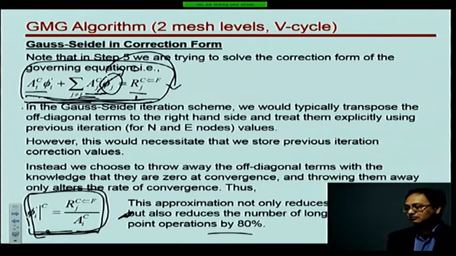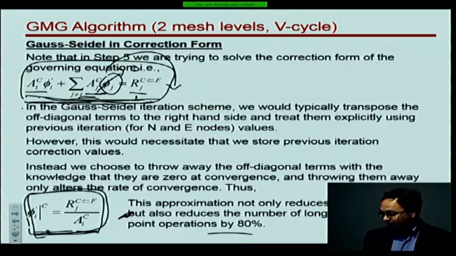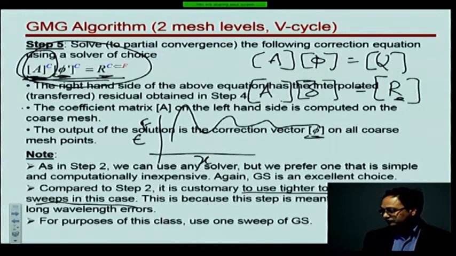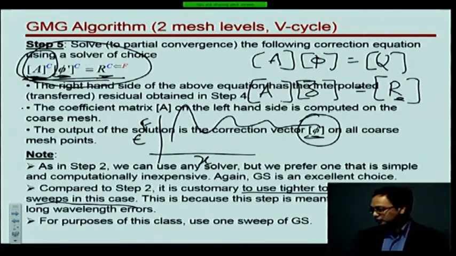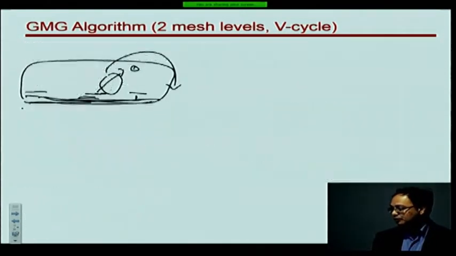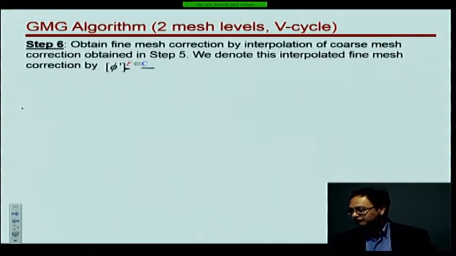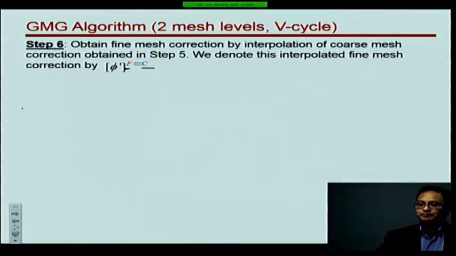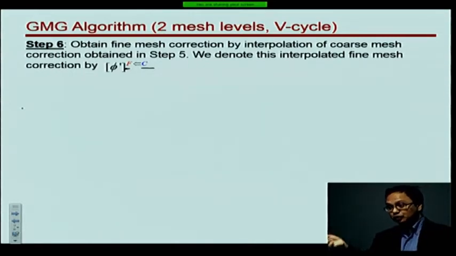Okay, so let's just go back here. Previous page. So this was our step 5 where we solve for phi prime. That's our output, this guy, on the coarse mesh. Now, next step, step 6, what we do is we transfer that from the coarse mesh to the fine mesh. Back again. Remember earlier we had transferred the residuals from the fine mesh to the coarse mesh. Now we are transferring back the correction of phi from the coarse mesh to the fine mesh.